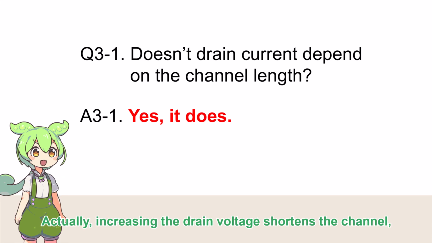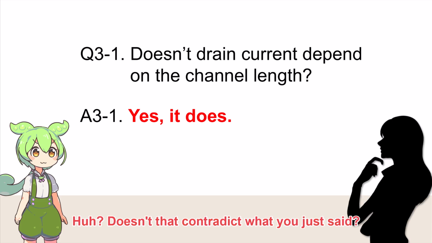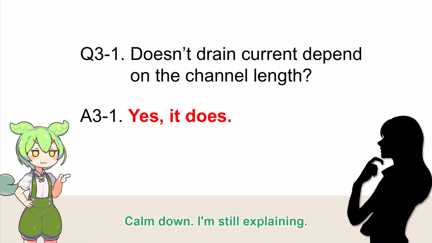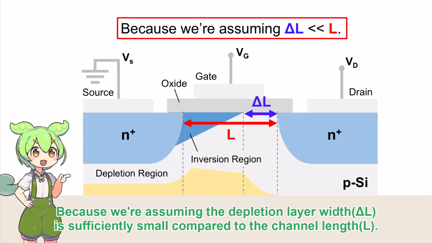Actually, increasing the drain voltage shortens the channel, and as a result, the drain current increases. Huh? Doesn't that contradict what you just said? Calm down, I'm still explaining. But in this case, it doesn't. Why? Because we're assuming the depletion layer width is sufficiently small compared to the channel length.